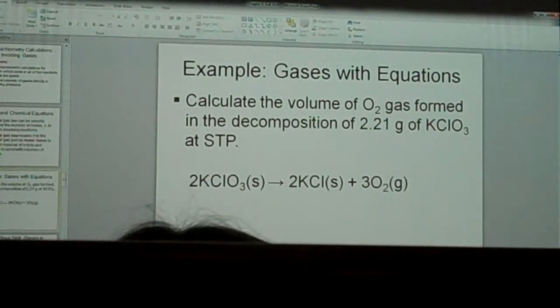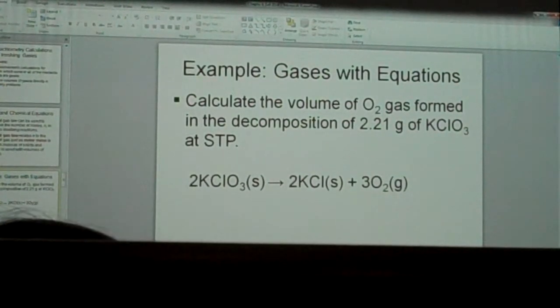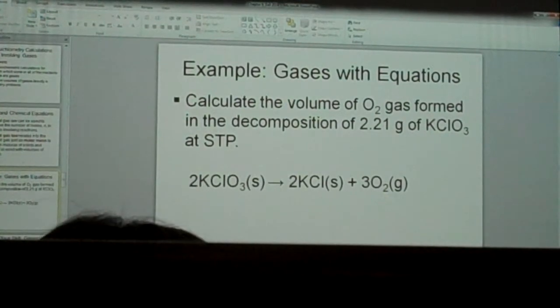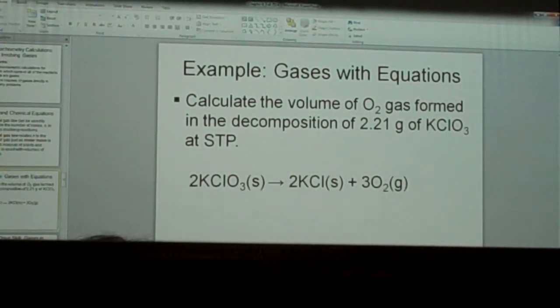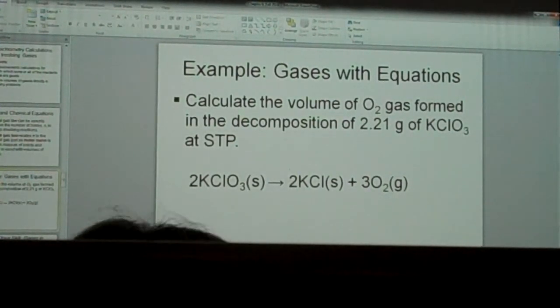Look at this equation. This equation says potassium chlorate, KClO3, will decompose. You've got to heat it up a little. You heat it up a little, the potassium chlorate will decompose into potassium chloride, and oxygen gas is released. So if you needed some oxygen gas, it'd be a good idea to have some of this around. You can produce your own oxygen gas.